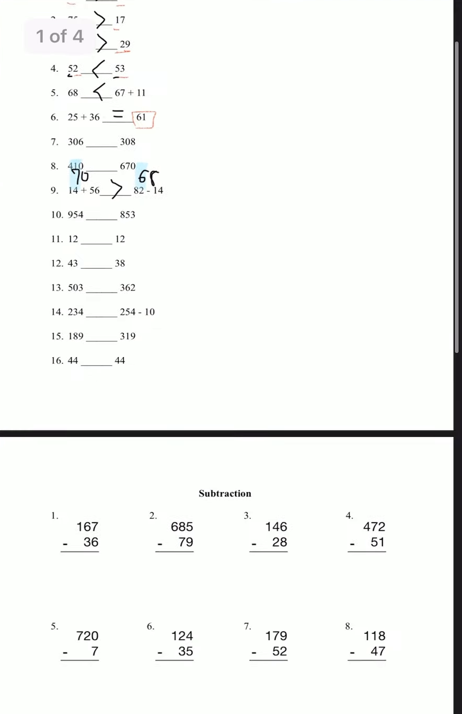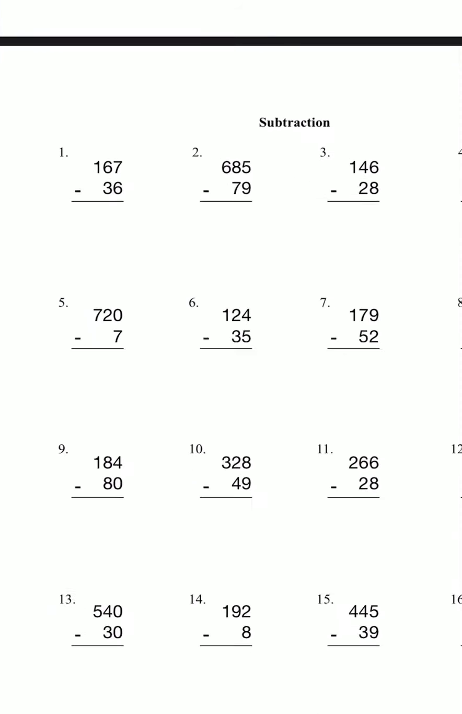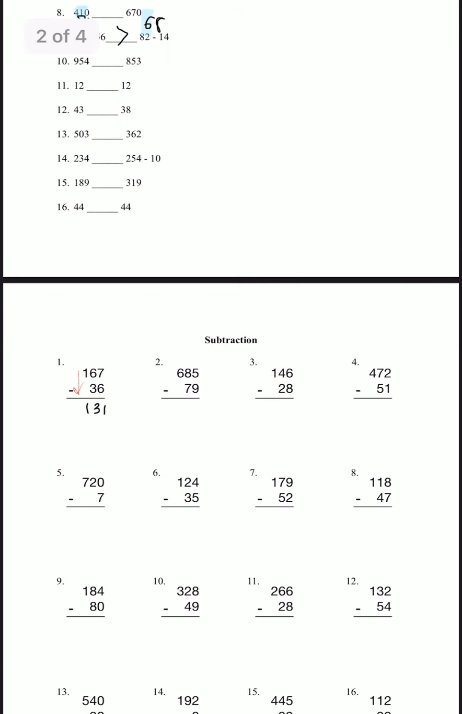Now let's just move on to the next page. We have subtraction. Let's try number 1. So 167 minus 36. 7 minus 6 is 1, and then 6 minus 3 is 3, and the 1 just comes down because it doesn't have anything at the bottom.